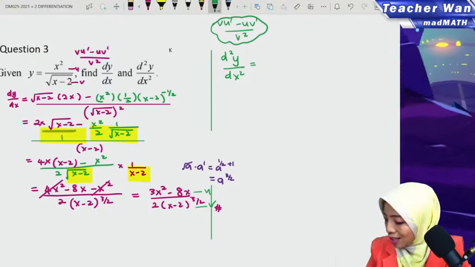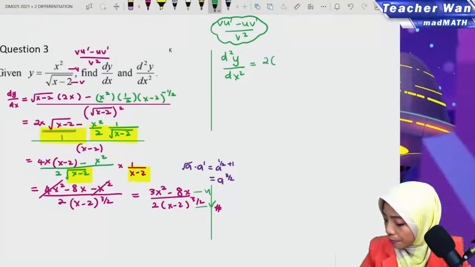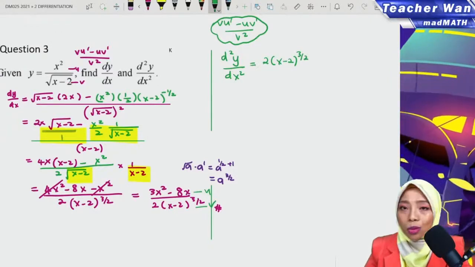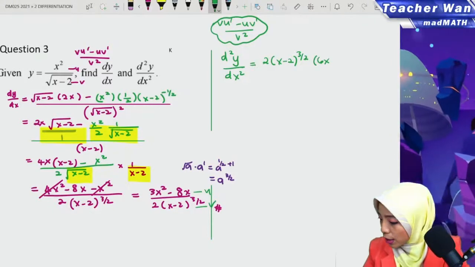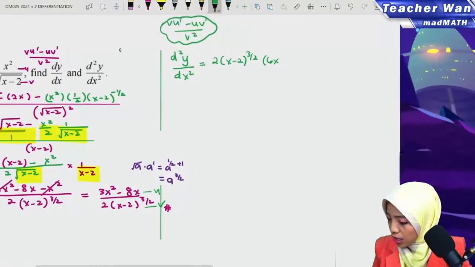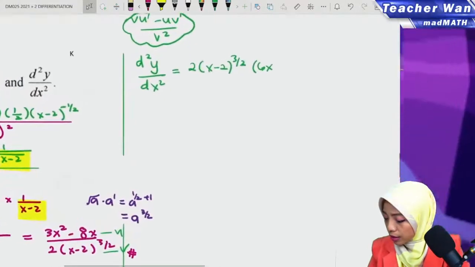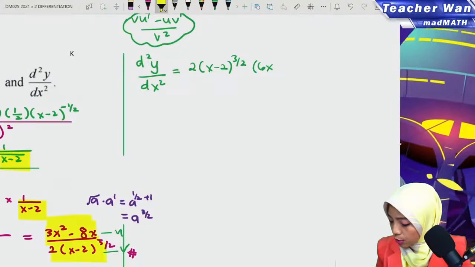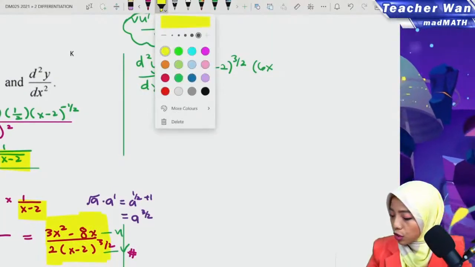So what is our v? Our v is 2x minus 2 to the power of 3 over 2. Now what is our u? Our u is 6x. What if I zoom out? Just look here, everyone. This is our second derivative function, and we are going to focus on that.